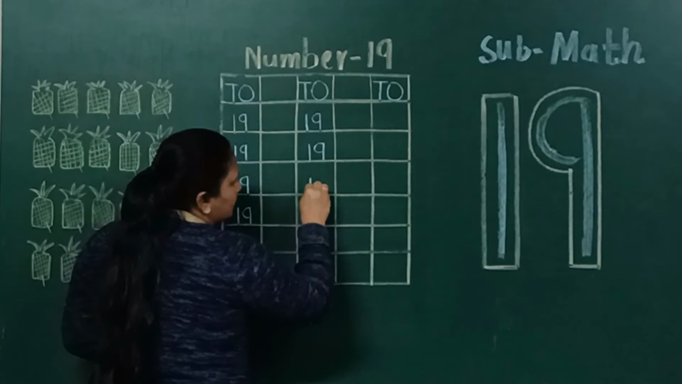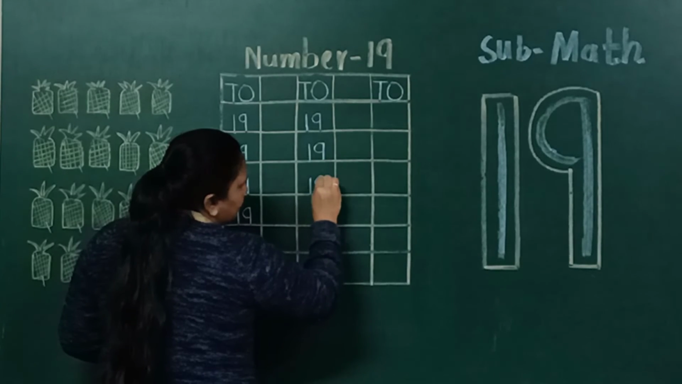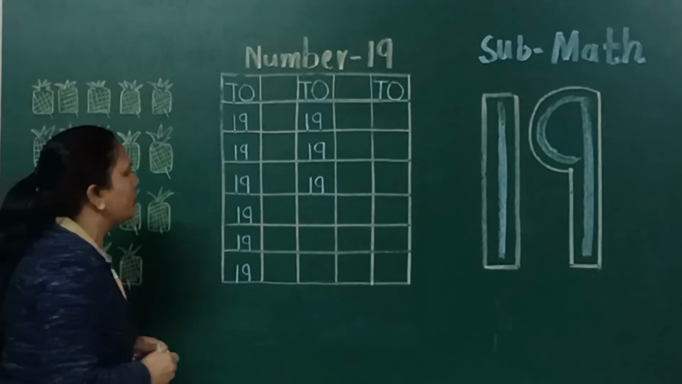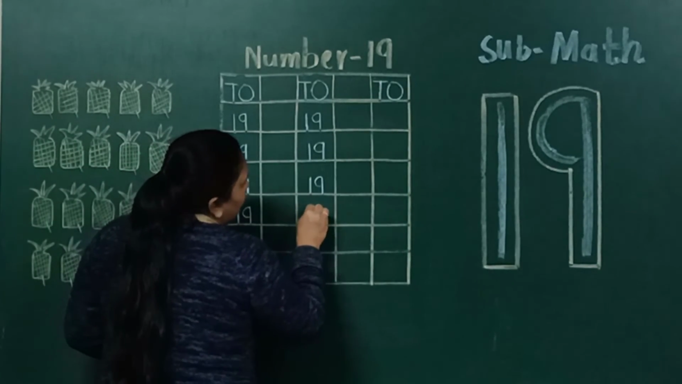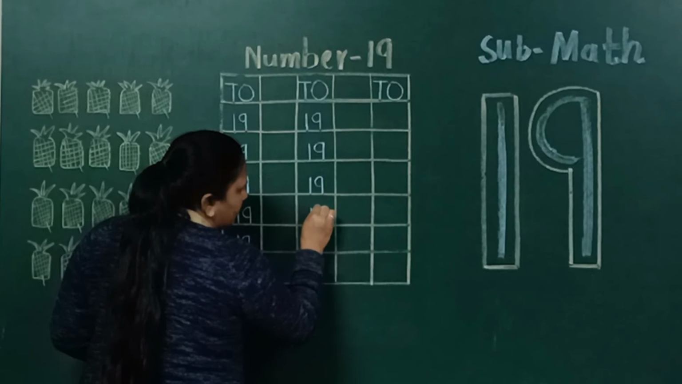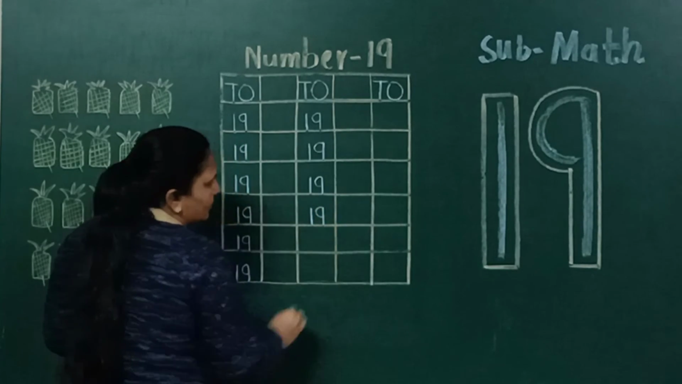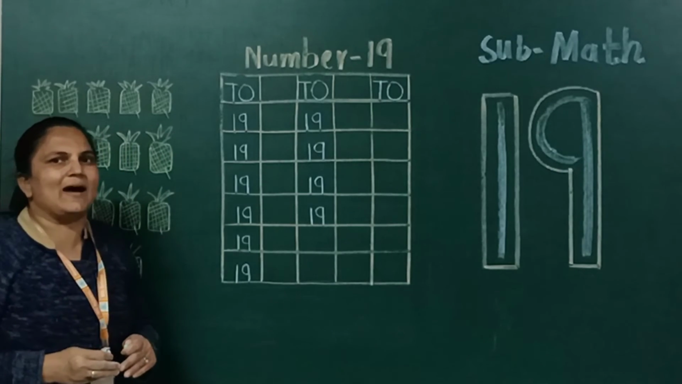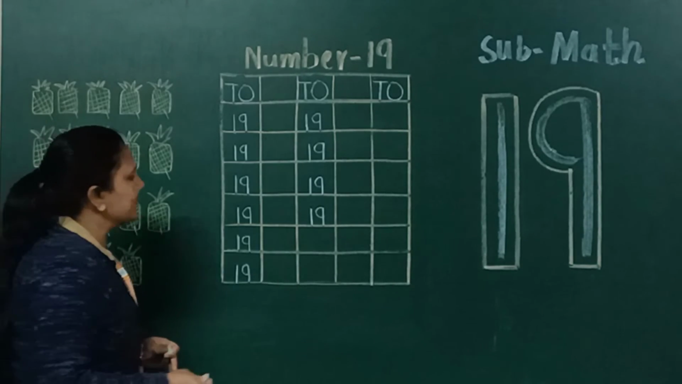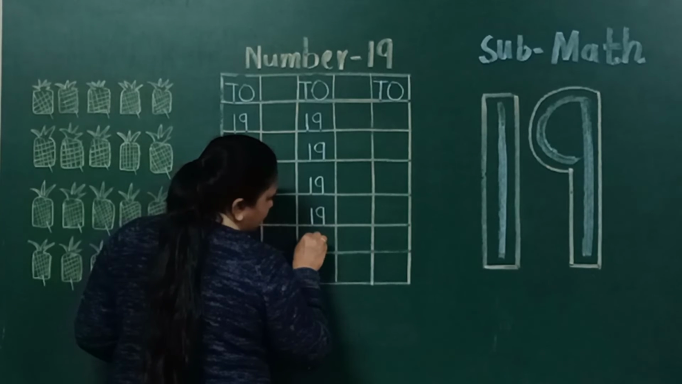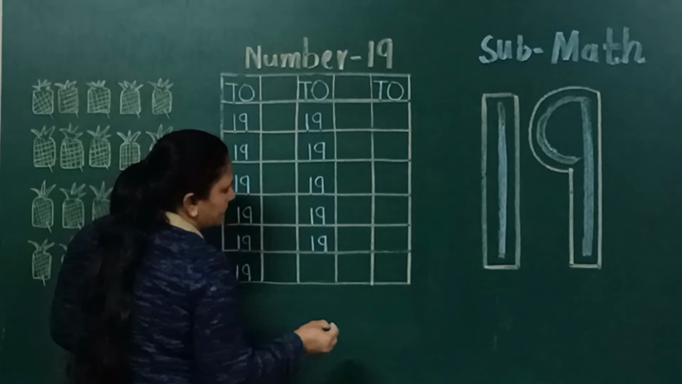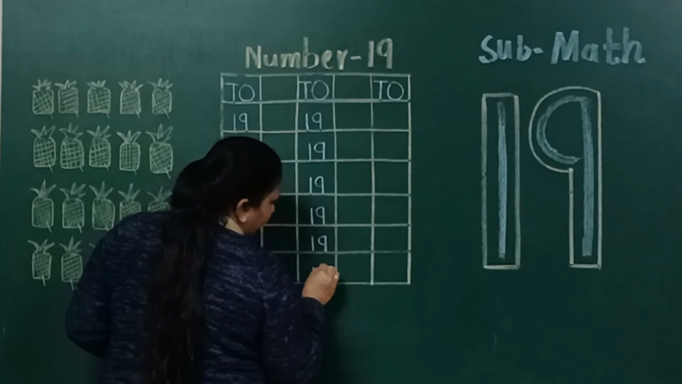First 1, then 9. 19. Speak and write. Not only write, speak also. First put your pencil in this box and we'll write 1. And then we will write 9. Cup. Standing. Which number is this? 1 9 19. Which number is this? 1 9 19. First put your pencil in this box and 1 and then 9 19.